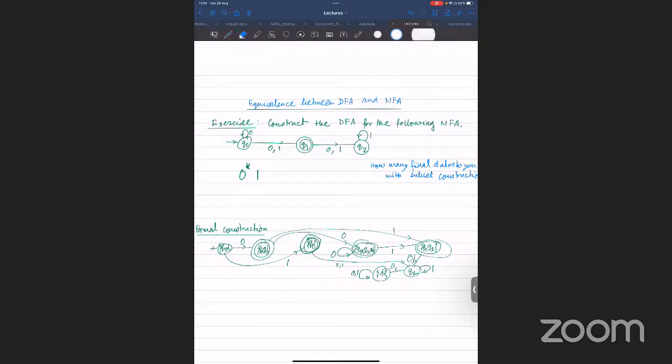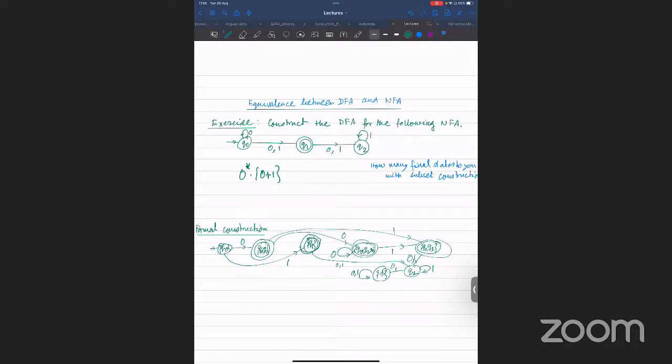Actually, maybe I'm not correct. It is 0 star, then 0 plus 1, because I can have the 0. So this is what we have as the language: 0 star 0 plus 1. So, 0 star followed by either a 0 or a 1.